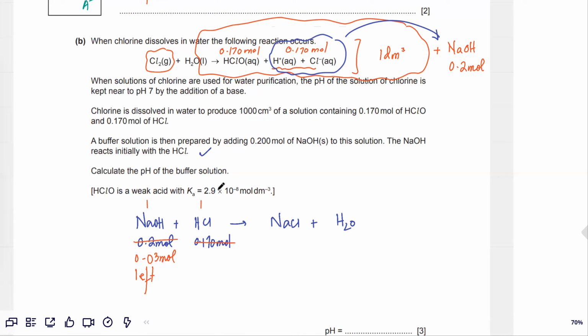So 0.170 moles would react with 0.170 moles to produce 0.170 moles of NaCl and water. So 0.17 reacts with 0.17. So you've got NaOH that is left.